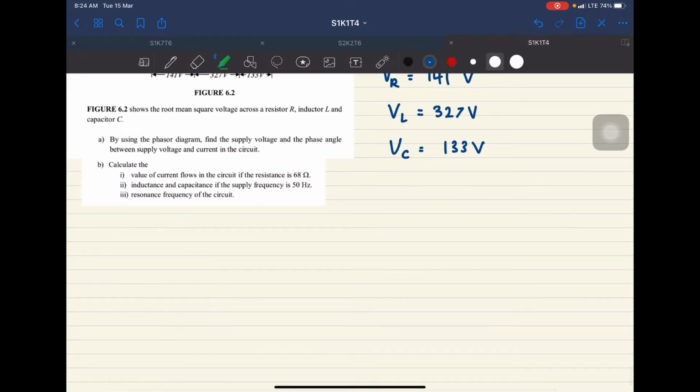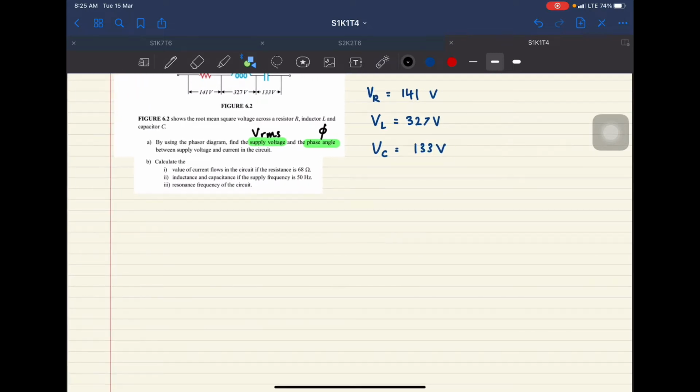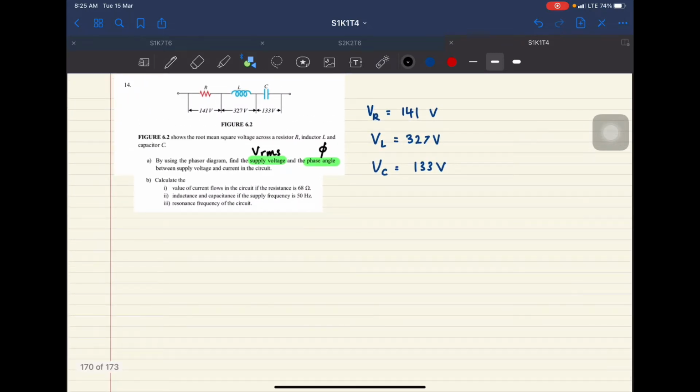So the question wants you to find supply voltage and phase angle. So supply voltage is basically Vrms. Okay, and phase angle is basically your phi. And they ask you to use phasor diagram. So first of all, you're gonna draw the phasor diagram. So this is RLC circuit. It consists of three things.